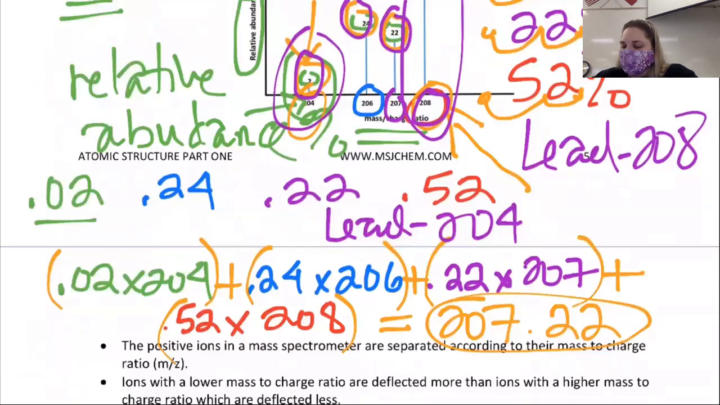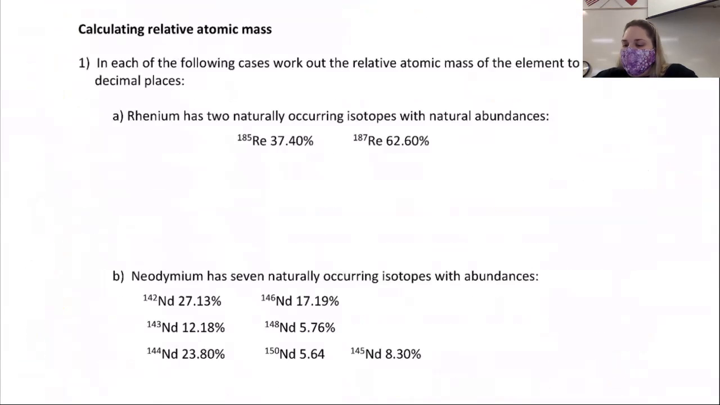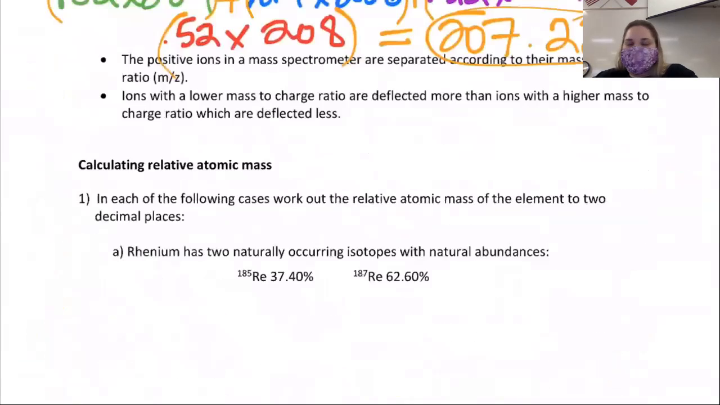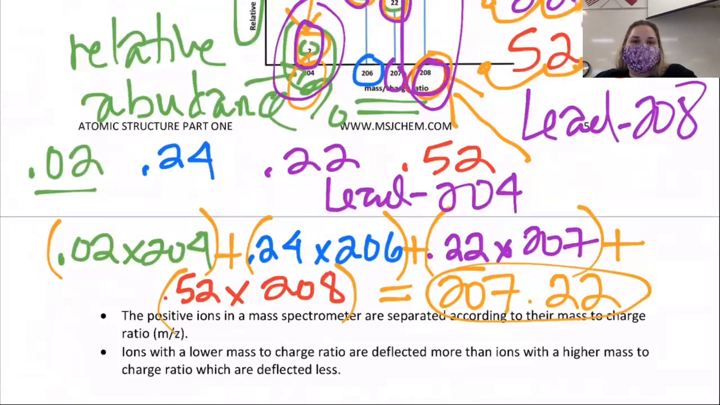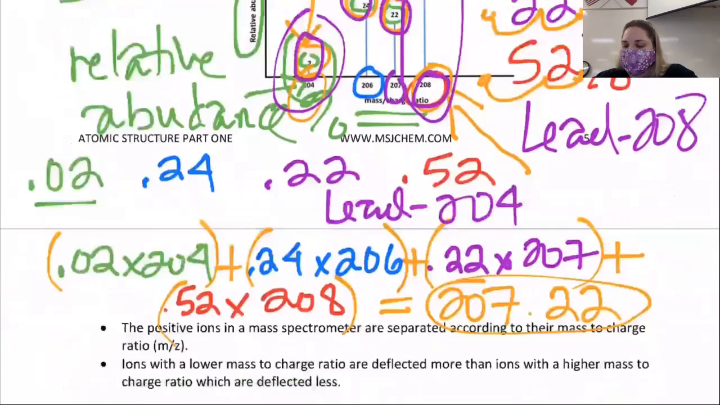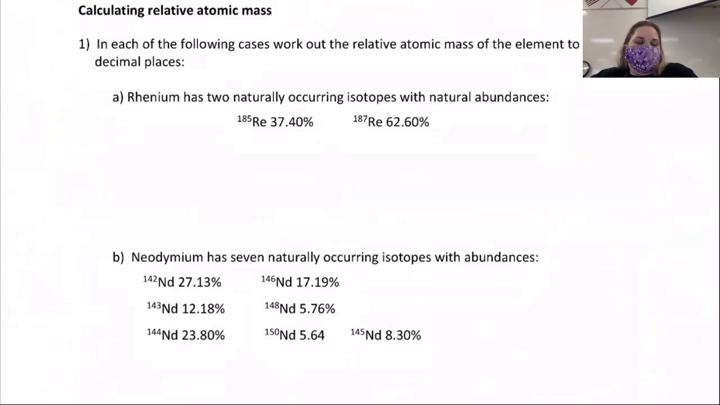Now, the other way you'll see these problems given to you is like your other practice ones on here. They may not give you that graph that you have to read to figure out the masses and the percent abundances. They may give it to you just in the problem, like on your practice ones that you're going to do, or it might be in a table. We're going to take a look at some practice ones where it's given to you in a table.